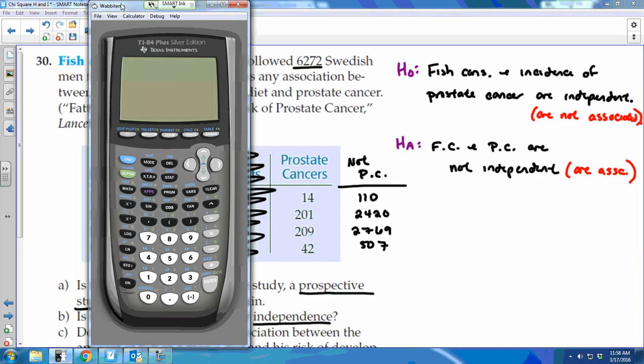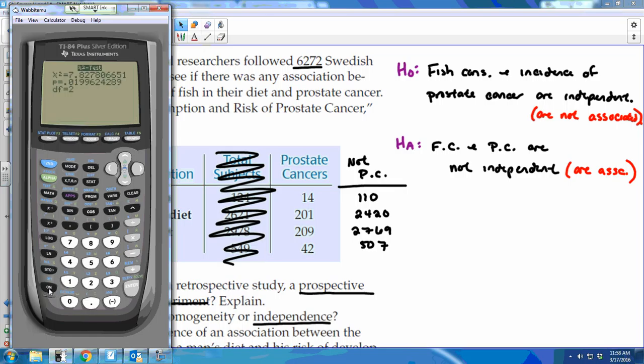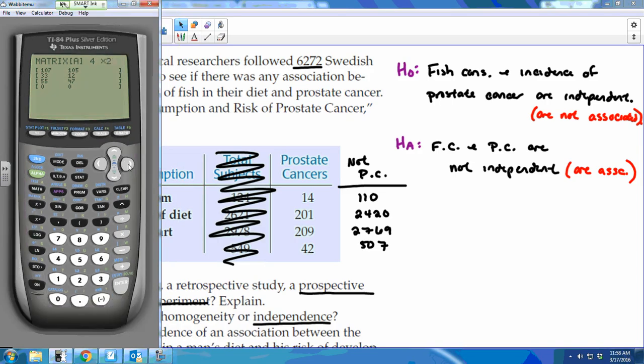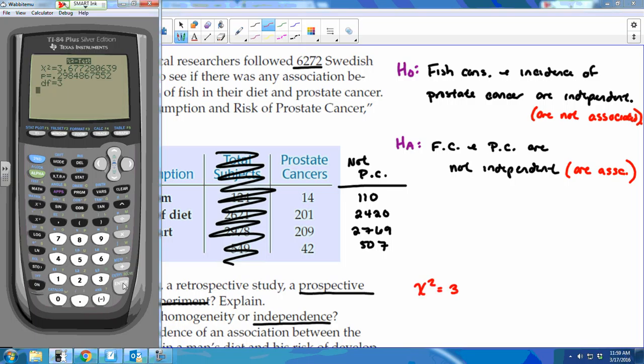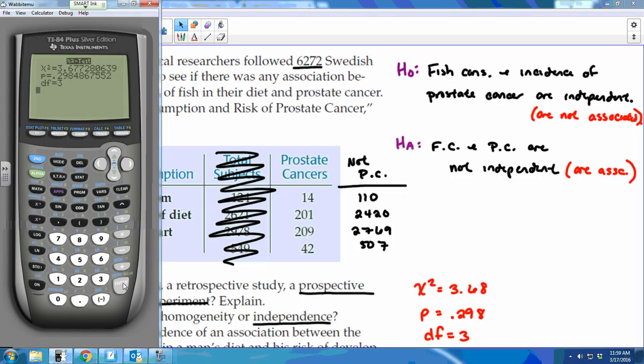So we're going to type it in. This time we have a 4 by 2 matrix. We have 4 rows, 2 columns. So I have 14, 110, so on and so forth. The stat test, chi-square test. I put my observed in A. You can put the expected in B or wherever you want to put them. I'm going to write this down for later. If I go back to my matrix menu then, in matrix B, we can see all the expected counts.